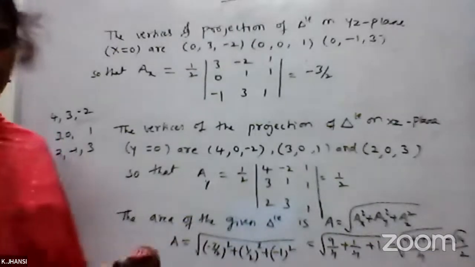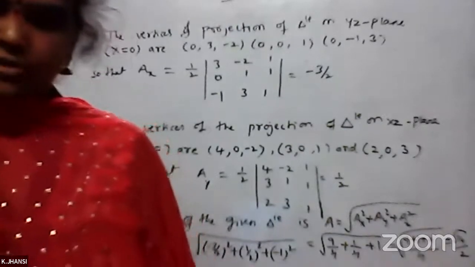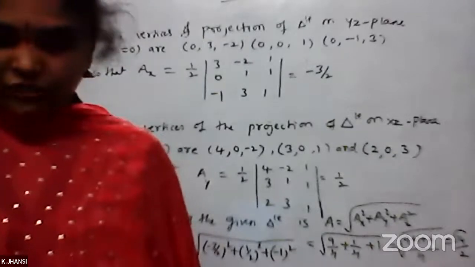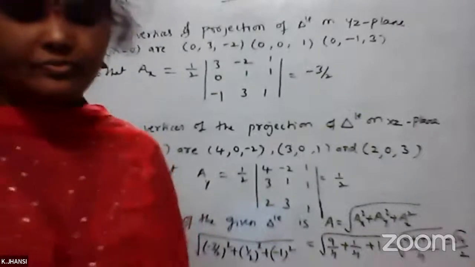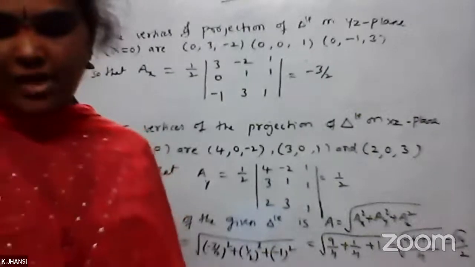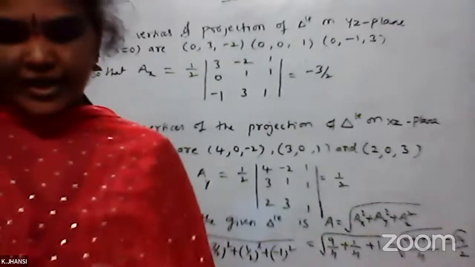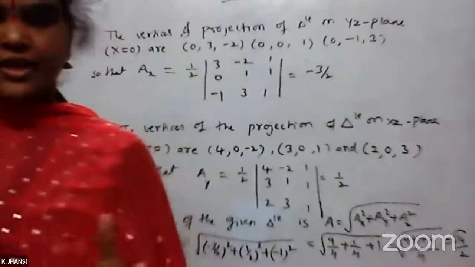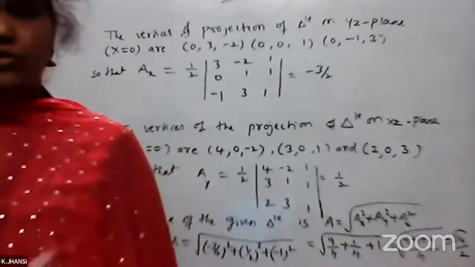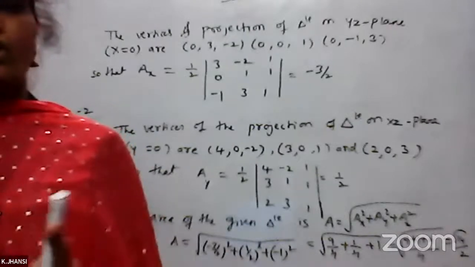Okay. Next, after the area of the triangle, the last concept we have in this is the volume of the tetrahedron. If you see page number 84, the formula is there for this one. That is how to find the volume of the tetrahedron, which will have 4 vertices: x1, y1, z1, x2, y2, z2, x3, y3, z3, and x4, y4, z4.